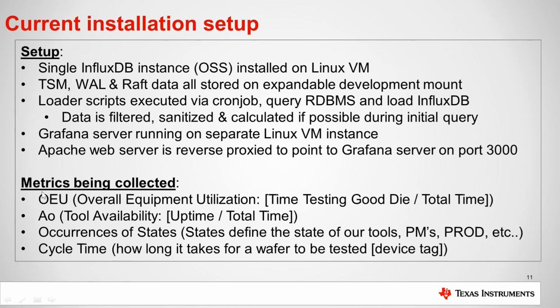Some of the metrics I'm currently testing or collecting are OEU, which I've already spoken to. It's how much time we're actually testing good die versus our total time that we're up. Also tool availability, which is analogous to OEU but for the front end, so we actually use that in the fab. How much time is my tool up versus my total time?